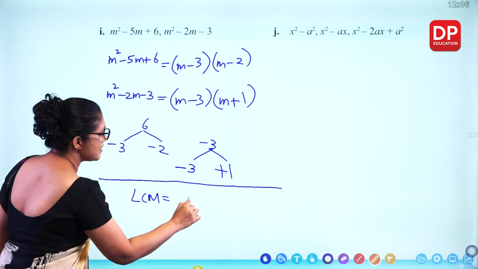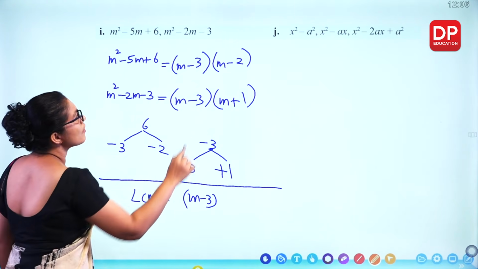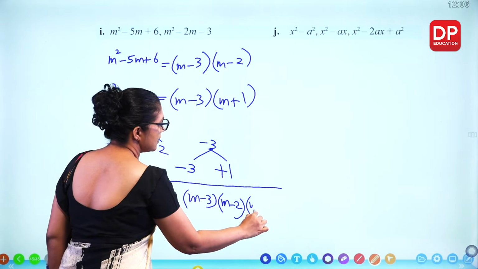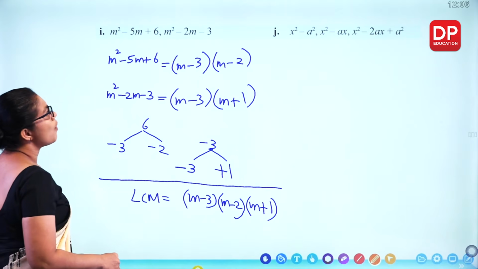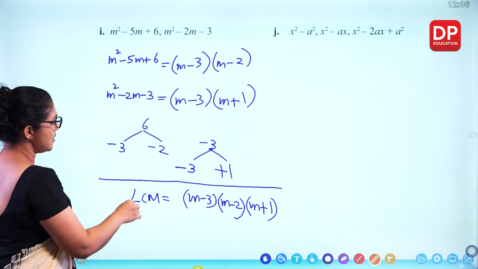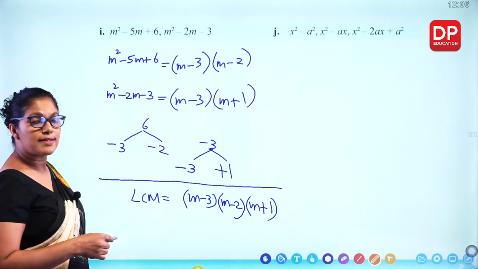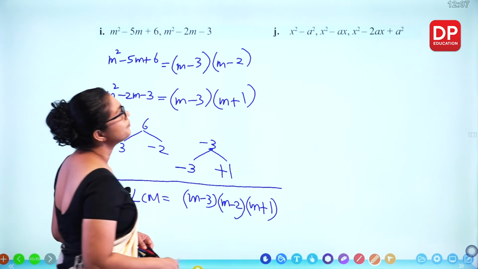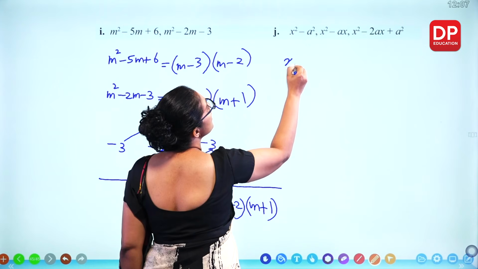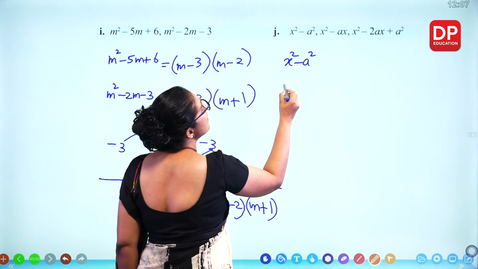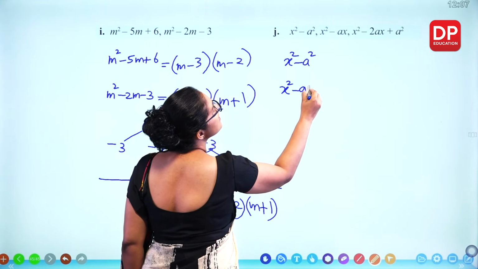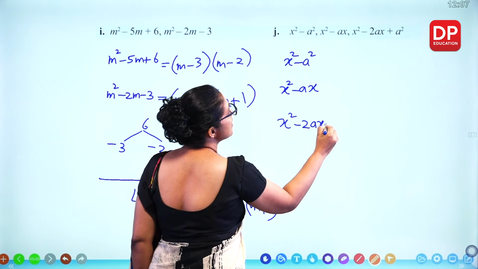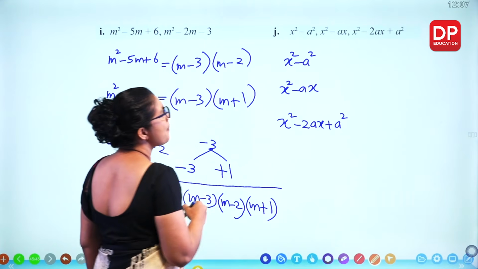So m minus 3 is there, m minus 2 and m plus 1. So those are the factors and the least common multiple is this. Now we'll look at this one. What's the expression? You get x squared minus a squared. The other one is x squared minus ax. The third one is x squared minus 2ax plus a squared.